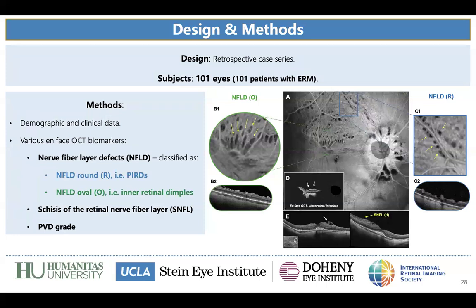And we evaluated, of course, demographic and clinical data, but also the presence of nerve fiber layer defects, which were classified as round or oval. Round corresponds to the presence of paravascular inner retinal defects because of their shape here, while the oval defects correspond to the presence of inner retinal dimples. Both of these lesions represent defects in the nerve fiber layer. We also evaluated the presence of schisis of the nerve fiber layer and also PVD grade.